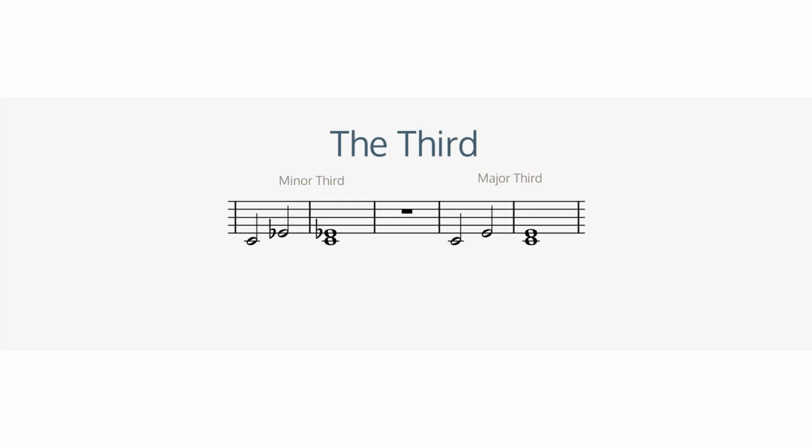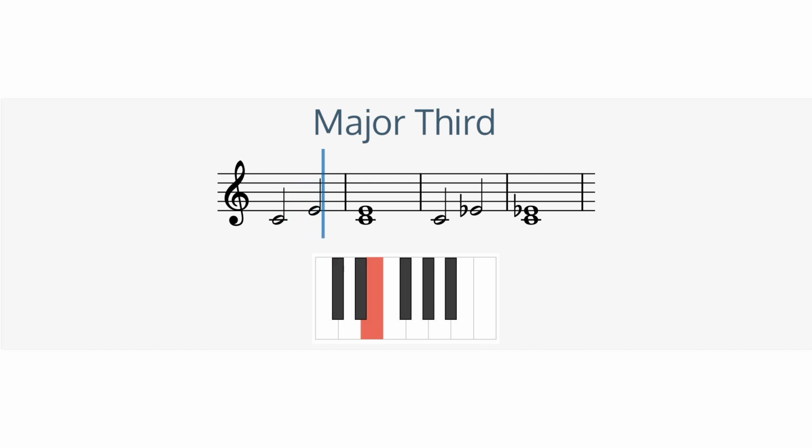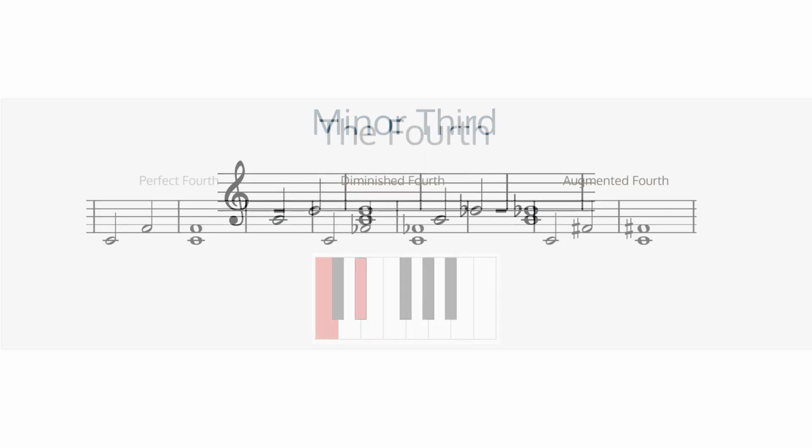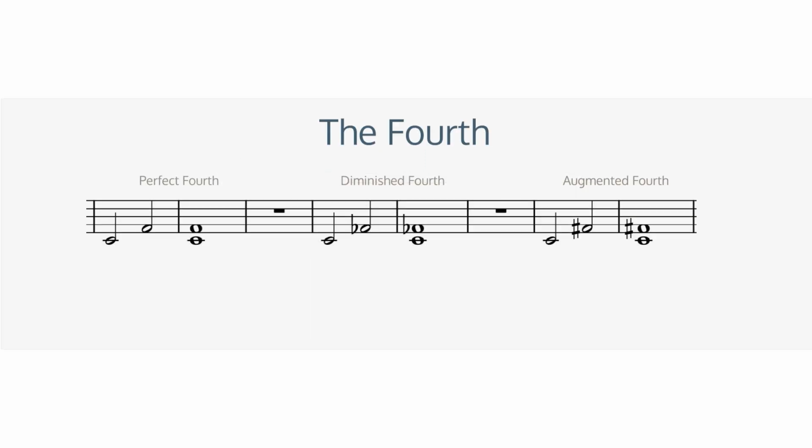Similar to the second, the third can be minor or major. In simple terms, a minor third is 3 half steps and a major third is 4. The perfect fourth is made up of 5 half steps, in other words, 5 minor seconds. Major and minor fourth don't exist. The fourth has perfect, diminished, and augmented versions.